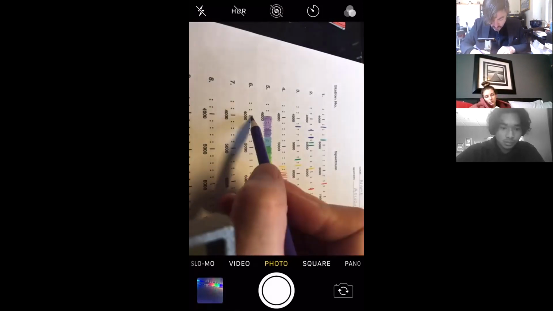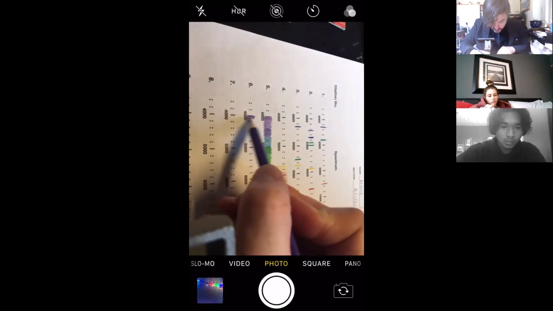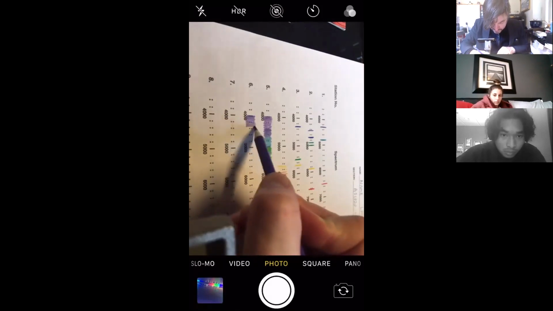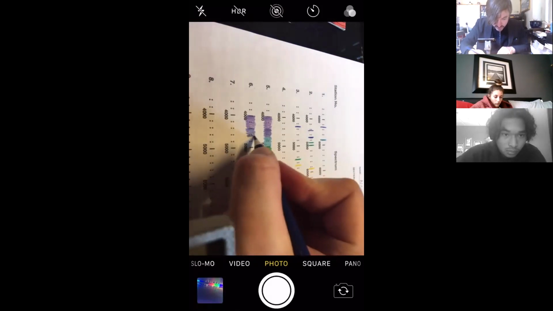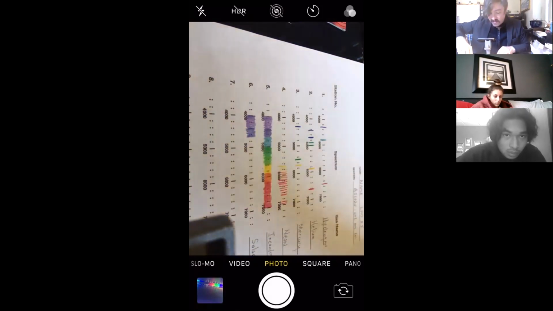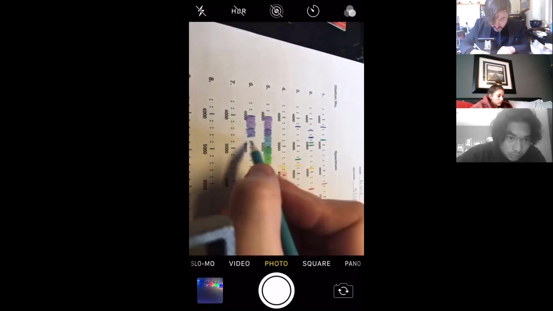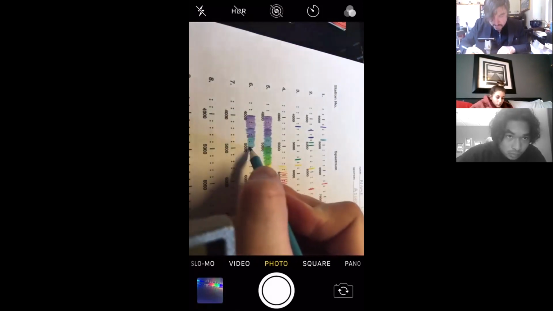Let's grab purple. Purple goes from 400 to 440. Indigo from 440 to 460. This is the cartoon version. Cyan from 460 to 500.